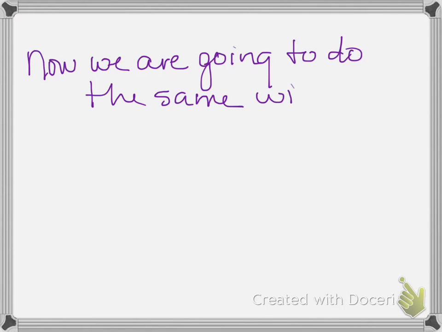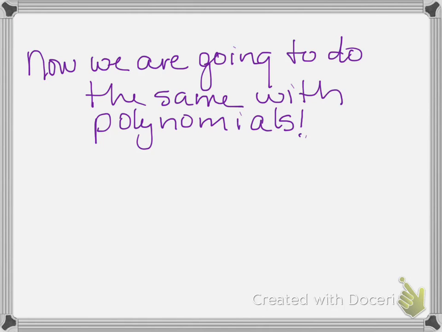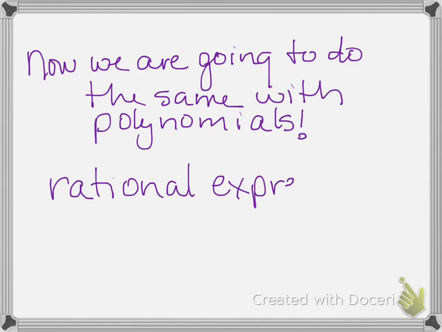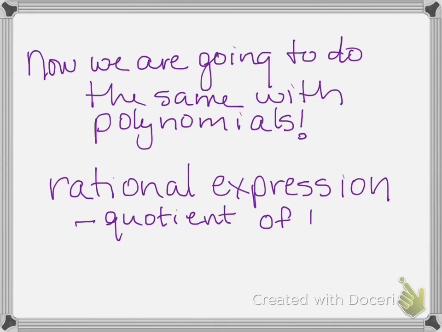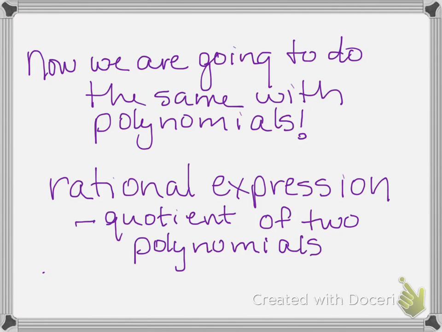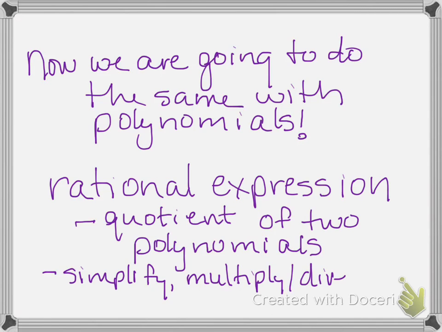Now we're going to do the same thing, but this time we're going to do it with polynomials. Now when we have a fraction that consists of two polynomials, we call that a rational expression. Remember that a rational expression will be a quotient of two polynomials, so they're fractions. And what we find is, just like with simple fractions, that we can do various things. We can simplify, we can multiply and divide, and then we can add and subtract.